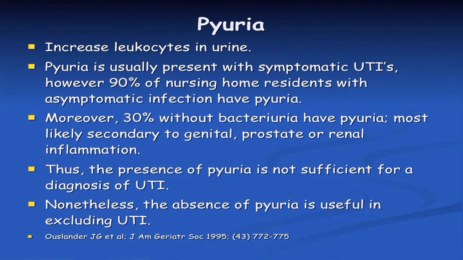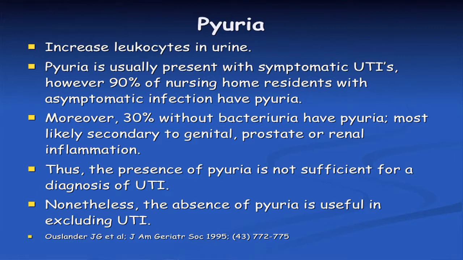Pyuria is another terminology. It's increased leukocytes in urine, or the leukocyte esterase. Now, pyuria was used before for diagnosis of UTI, and it has been eliminated, which is good, because pyuria is usually present. It is present in symptomatic UTI. So if someone has a true urinary tract infection, it's usually present.